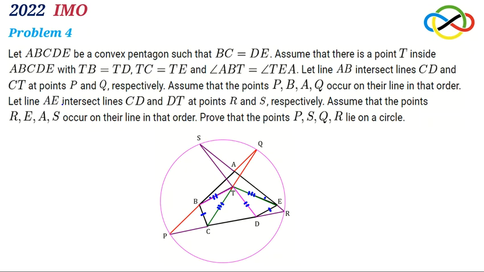Let line AE intersect lines CD at R and DT at S, respectively. Assume that the points R, E, A, S occur on their lines in that order. Okay, the order is this. Prove that the points P, S, Q, R lie on a circle. Okay, let's prove this.